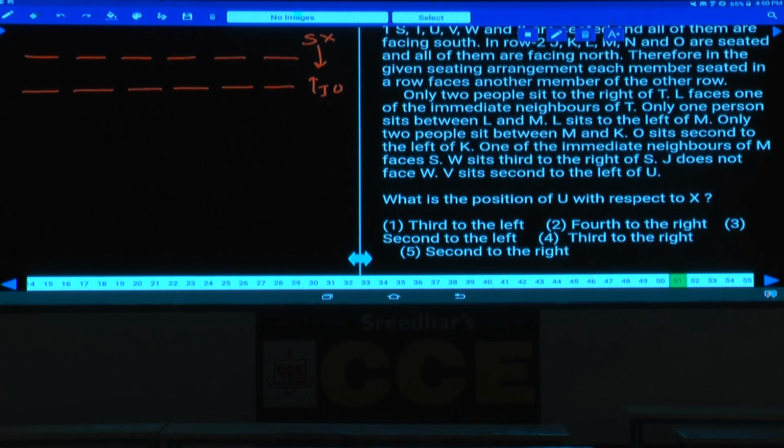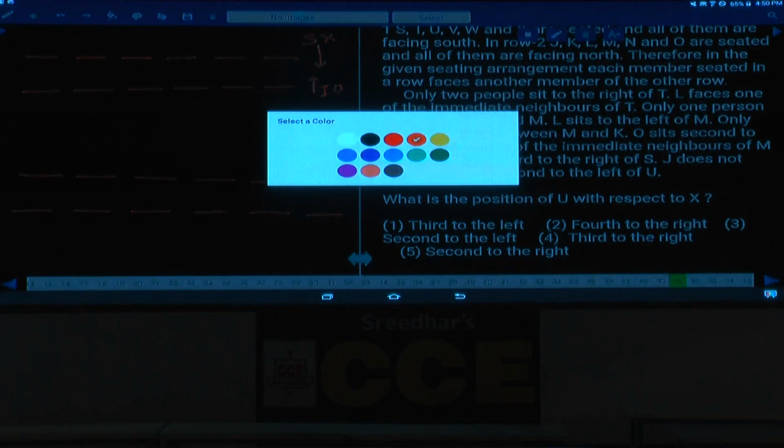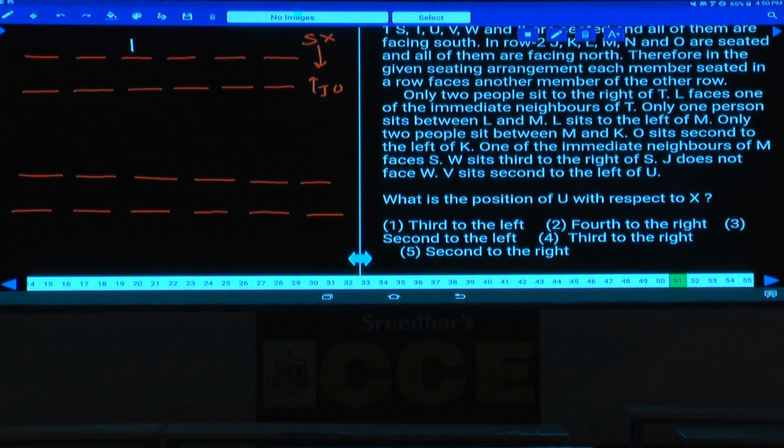Then next one, only 2 people sit to the right of T. As only 2 people sit to the right of T, tell me where should this T be? Now, only 2 people sit to the right of T. Tell me what should be the position of this T. Now, T must be at this place. Then only T is facing towards south, then only 2 persons seated to the right of T is possible.